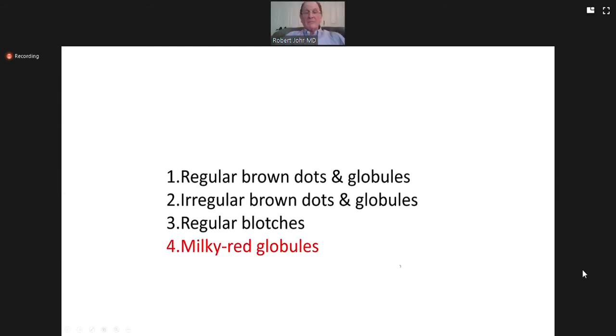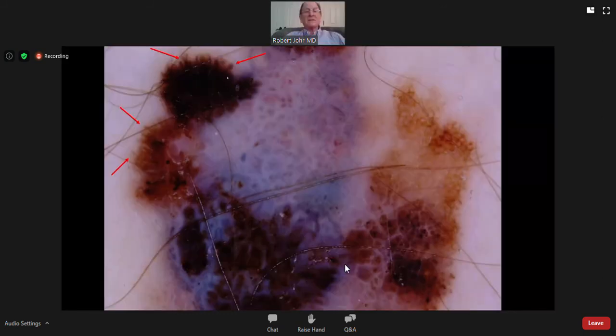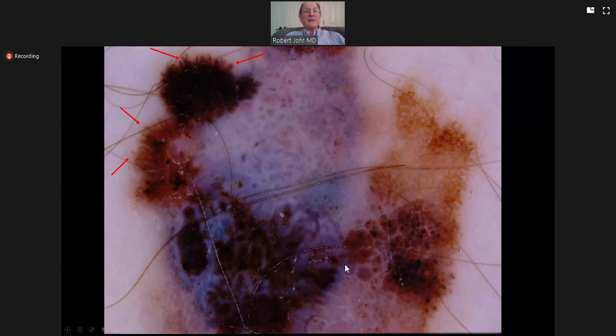We're going to go. So they're milky red globules. Good, very good. Okay. So what are these things at the periphery? Linear projections of pigment at the periphery. Show the slide. Show the actual lesion. Yeah, there it is. I couldn't see it. Okay. So what are you asking for? What are they?